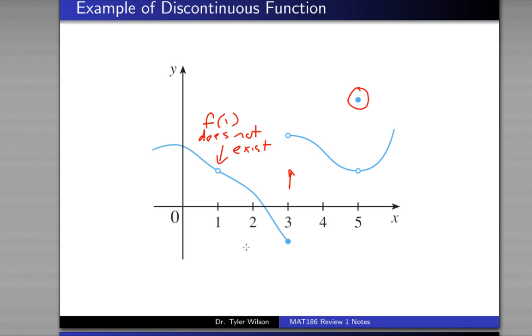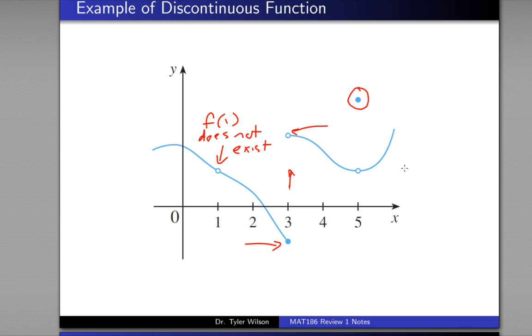Here, what you have is the limit as x goes to 3 from the left is this thing, and the limit as x goes to 3 from the right is this thing. So these two limits are different. This means that there's a jump discontinuity. So there's a discontinuity here. What's happening to the function as you get closer and closer to 3 from the left is different than what's happening to the function as you get closer and closer to 3 from the right. So this is a situation where it's discontinuous.